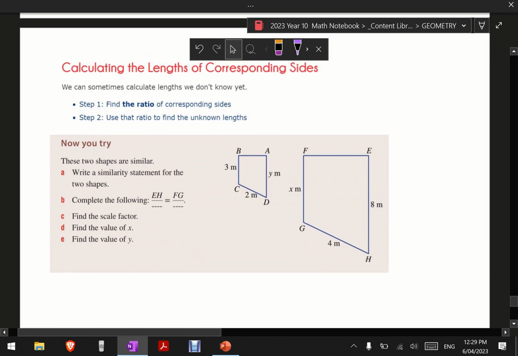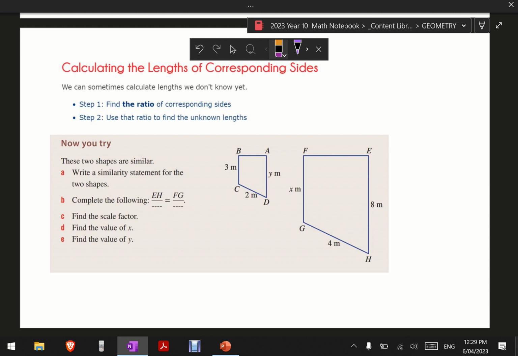So now this is sort of the main part of scale factors, because we need to be able to find unknown corresponding sides. In order to do that, there's two things. You need to find the scale factor or the ratio, and then multiply that ratio with whatever side you're looking for on the corresponding shape. Okay, so how does that work?